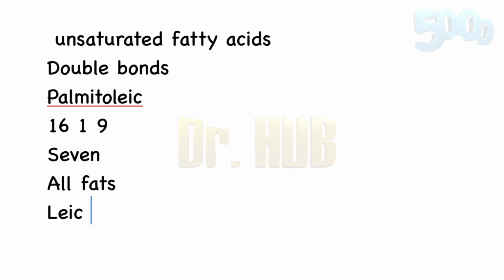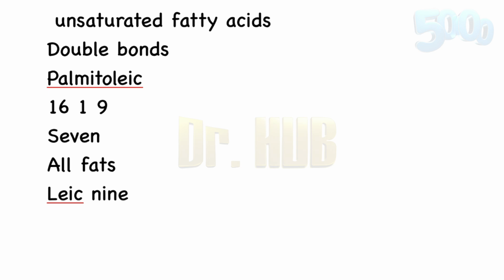Next is the oleic acid. Oleic is 18:1 (18 carbons, 1 double bond) at position 9, and the family is omega-9. This is the most common fatty acid in natural fats as well as in olive oil. So it is the most common.